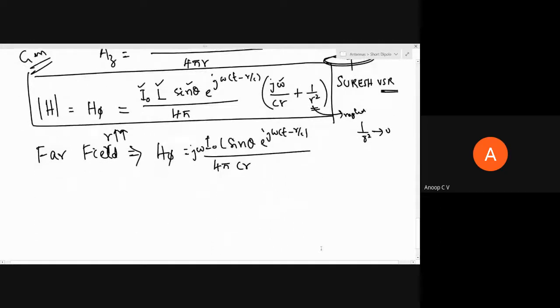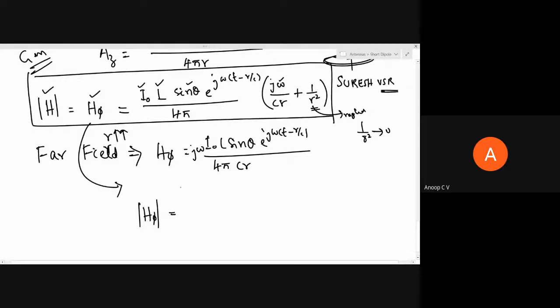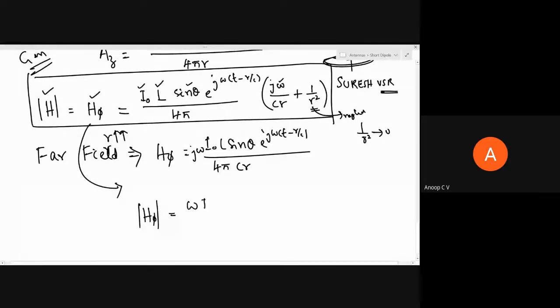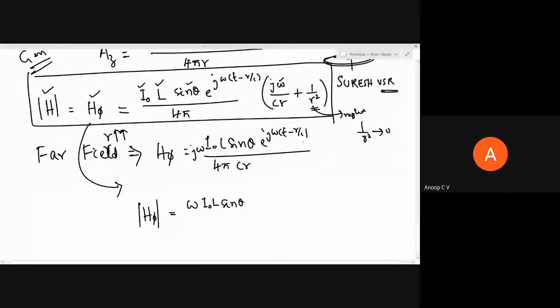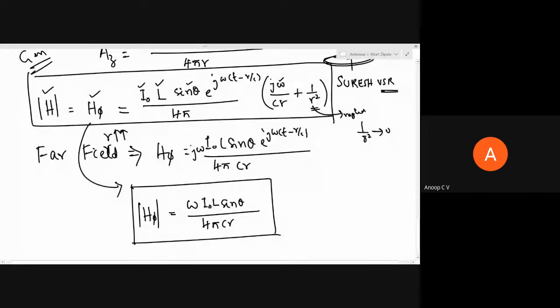And again, the magnitude will be mode of H phi. Now this is a complex number, so we take the magnitude of that complex number. Mode of H phi will be omega I naught L sin theta, divided by 4 pi c r. The e power j term we don't have to consider, because it deals with an angle. This is the magnitude of the far field magnetic field.